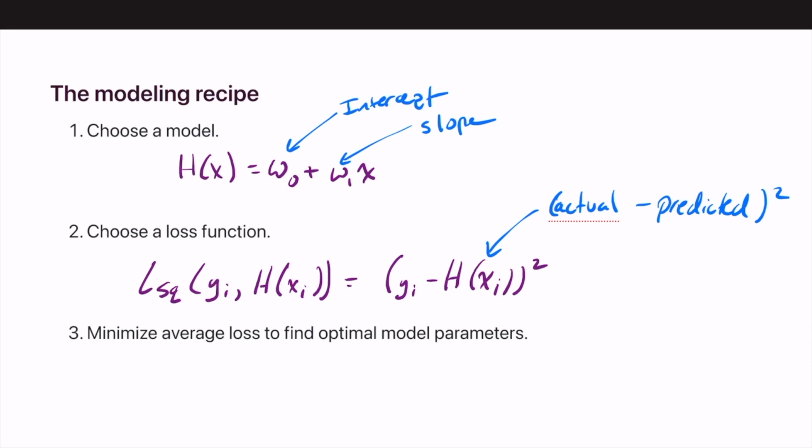And our goal is to pick the slope and y-intercept that makes that loss function as small as possible. So in order to do that, we'd start with one over n, the sum of y sub i minus h of x sub i, squared. Now remember, we want to take this and determine what the best parameters are in here for this hypothesis function.